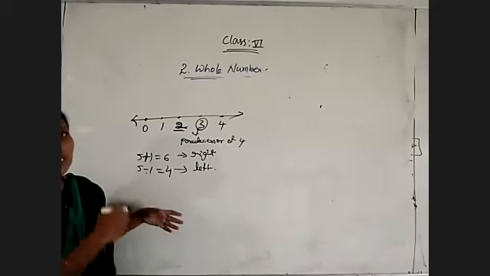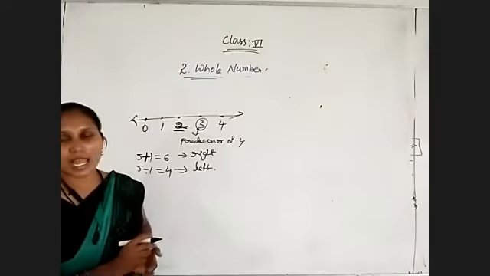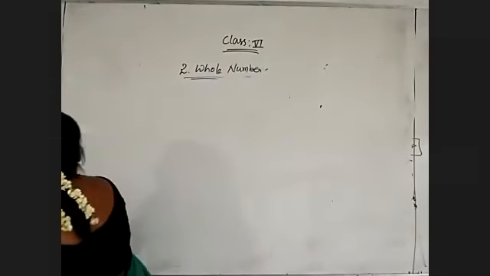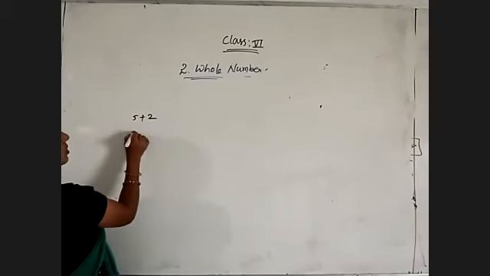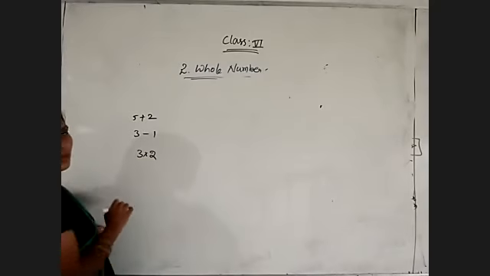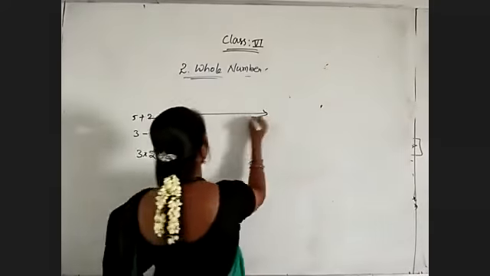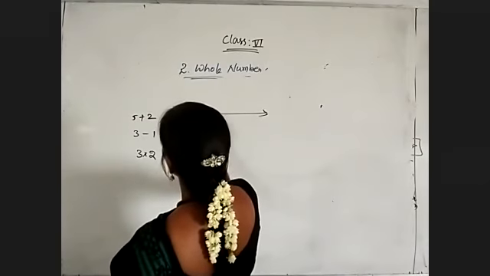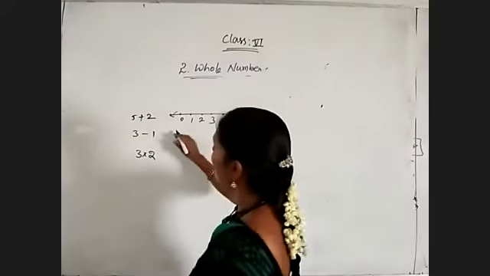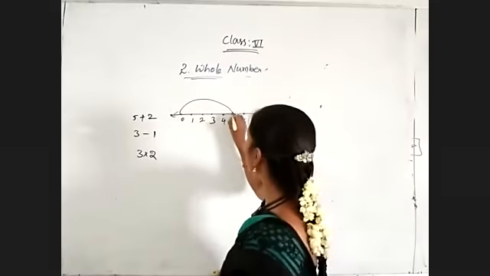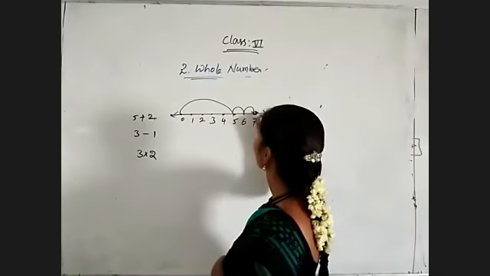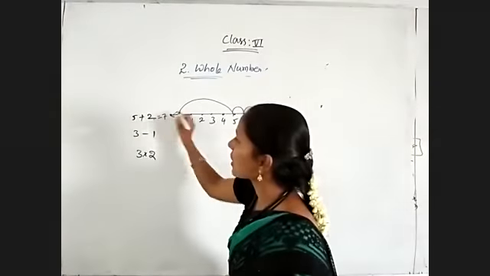Remember these 2 points. Okay. And for multiplication, we have to do skip counting. Okay. I hope you remember all these. So once again, I will explain with the number line: 5 plus 2, 3 minus 1 and 3 into 2. 5 plus 2. 0, 1, 2, 3, 4, 5, 6, 7. So 0 to 5. The first number is 5, 0 to 5. Because plus is there, I have to move right side by 2 steps. So 1, 2. What is my answer? 7. So 5 plus 2 is equal to 7.